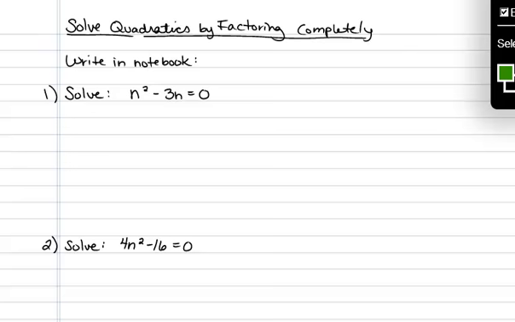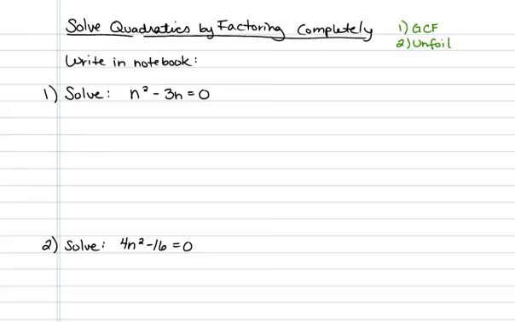Now lastly, these are putting it all together, what you had done last time and what you're doing today. So for solving factoring completely, you first want to see if there's a greatest common factor. And then you want to try to unfoil. It's just easier that way.